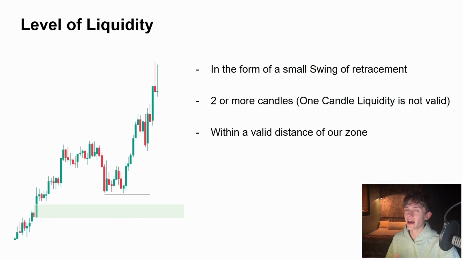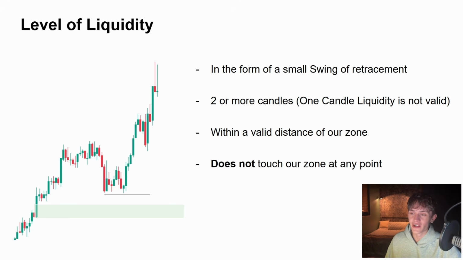Next, this swing needs to happen within a valid distance from our zone. Last but definitely not least, it's really important to mention that this swing does not touch our zone at any point, because if it does, our zone is instantly going to be invalidated.